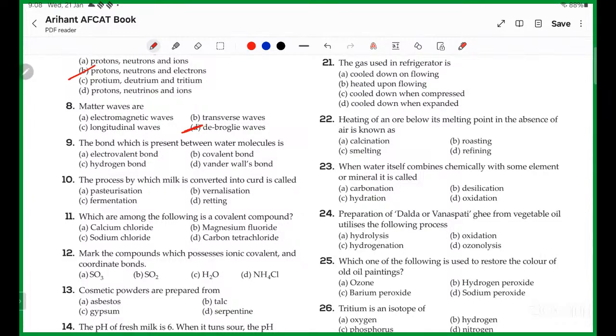The bond which is present between water molecules is hydrogen bond. The process by which milk is converted into curd is known as pasteurization. It is not pasteurization, it is fermentation. The bacteria which do it are known as lactobacillus.